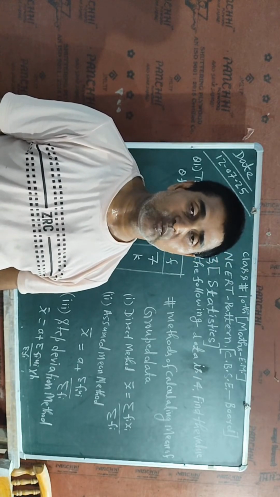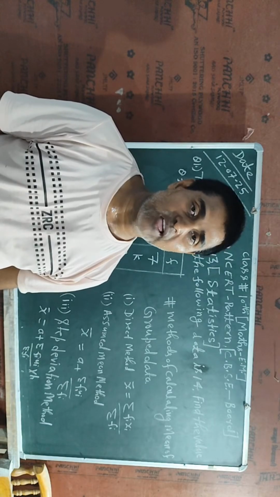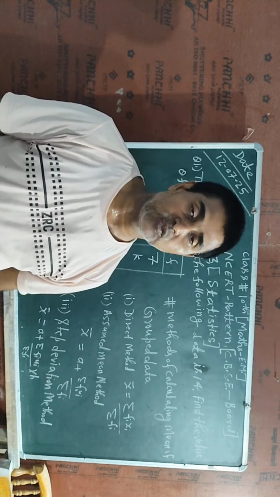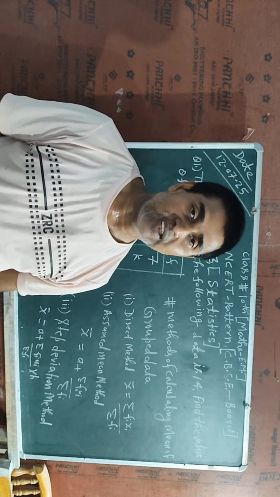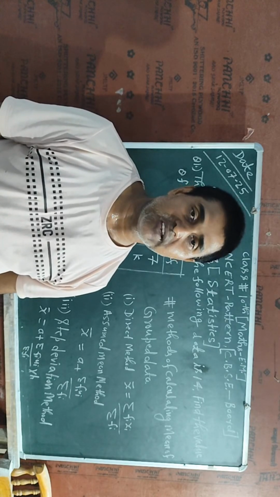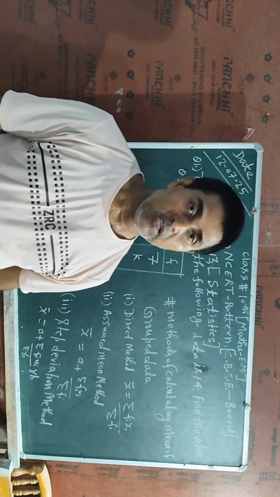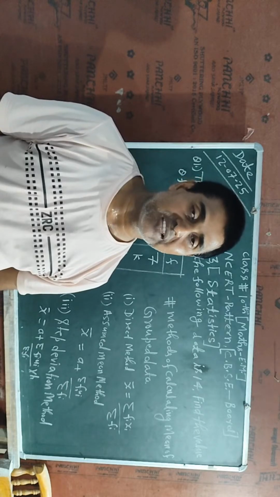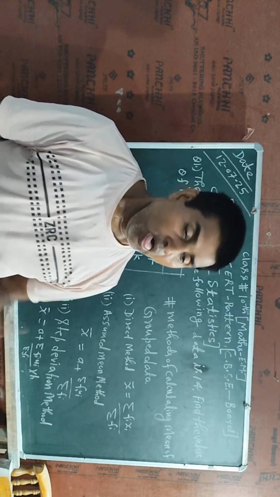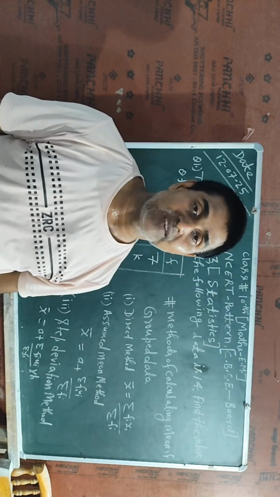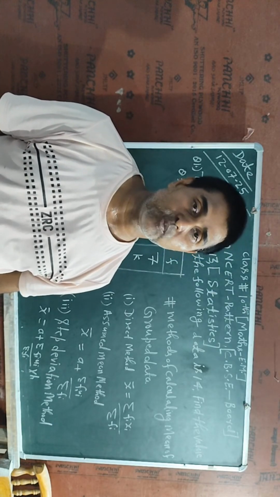So the mode can be obtained by the formula: mode is equal to L1 plus (f minus f0) divided by (2f minus f0 minus f2), into (L2 minus L1), which I write there as h. By this formula we will get a value, and that value will be the mode of the group data.